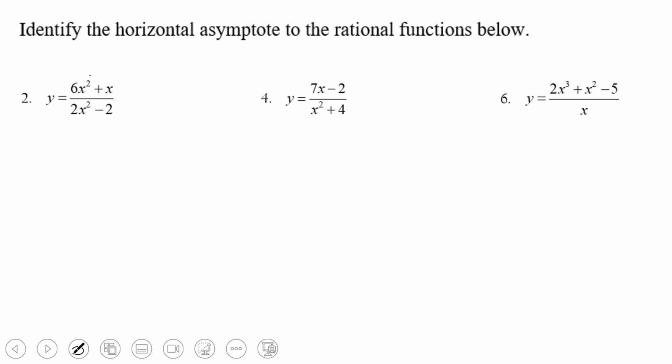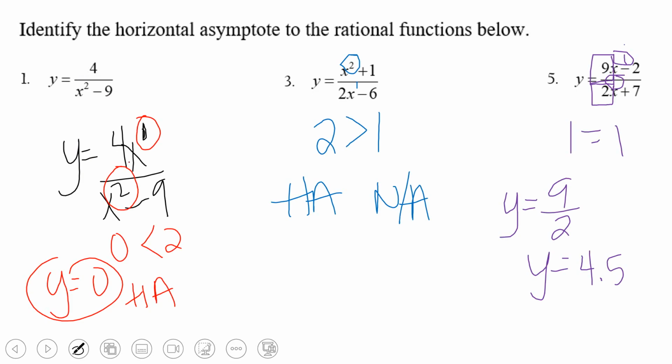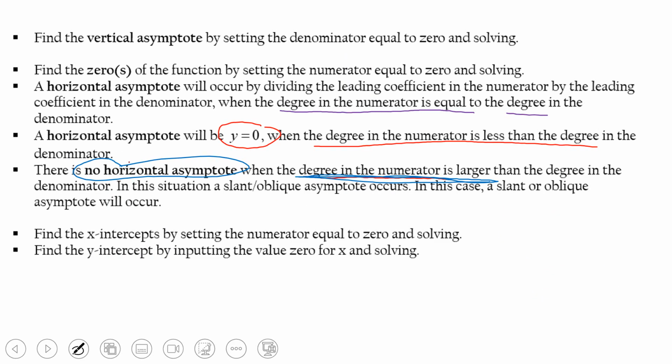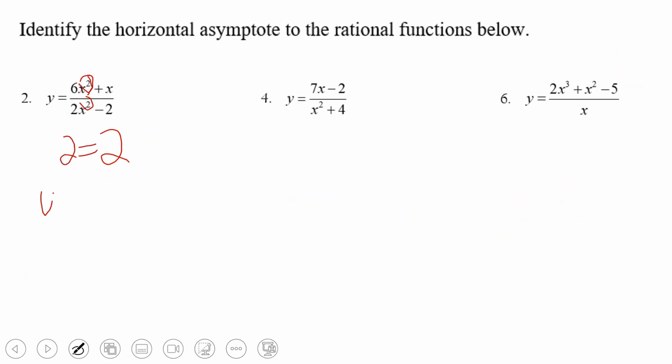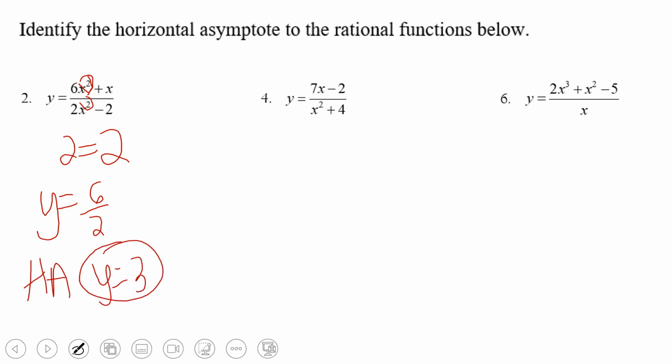Example number 2, I can see we have equivalent degrees. 2 is equal to 2, and so I will apply this rule here. The rule is, if they are equal, I'm going to take the ratio of the leading coefficient in the numerator and the denominator. So y equals 6 over 2. The horizontal asymptote is then y equals 3 when we reduce it.